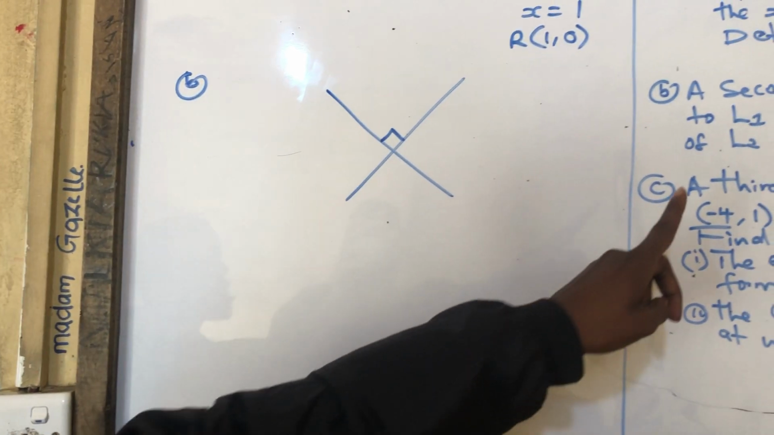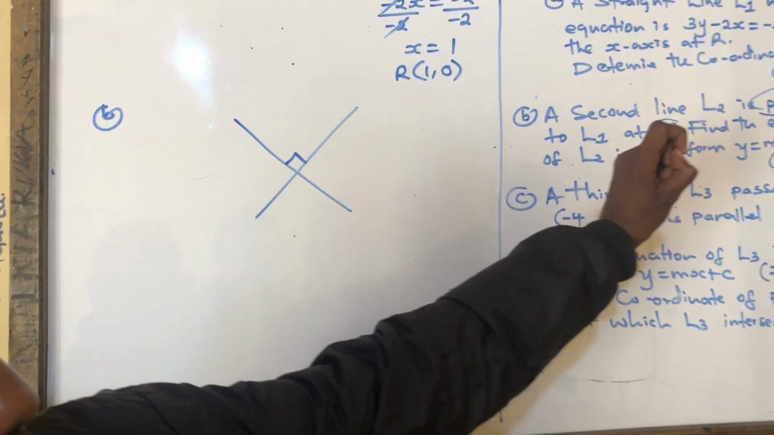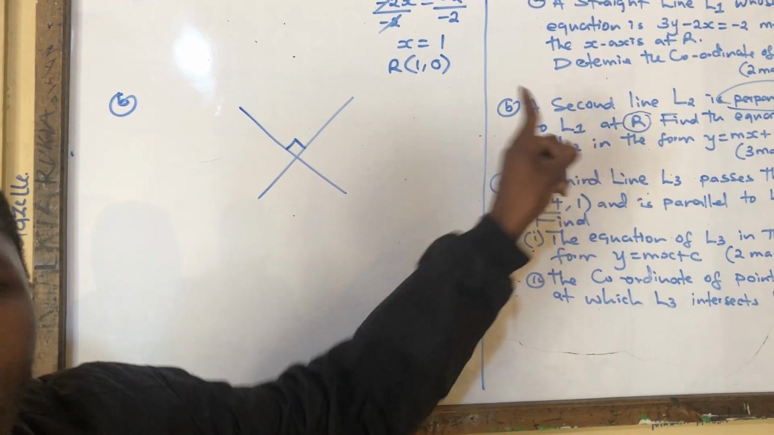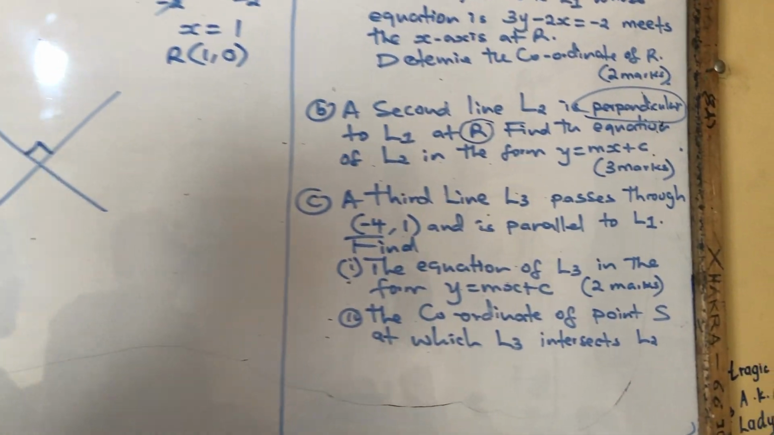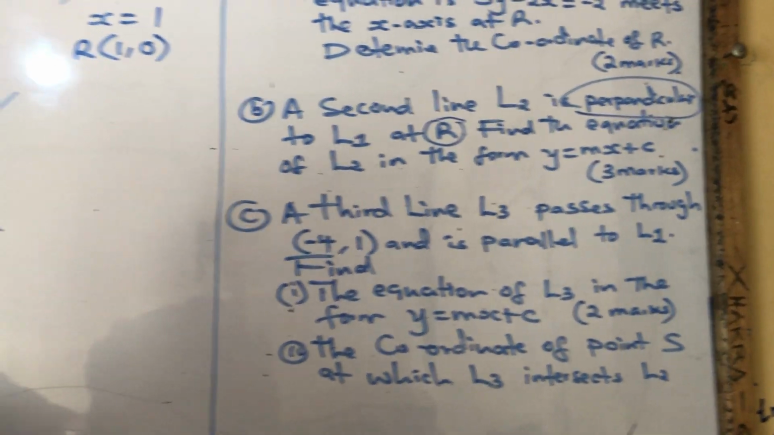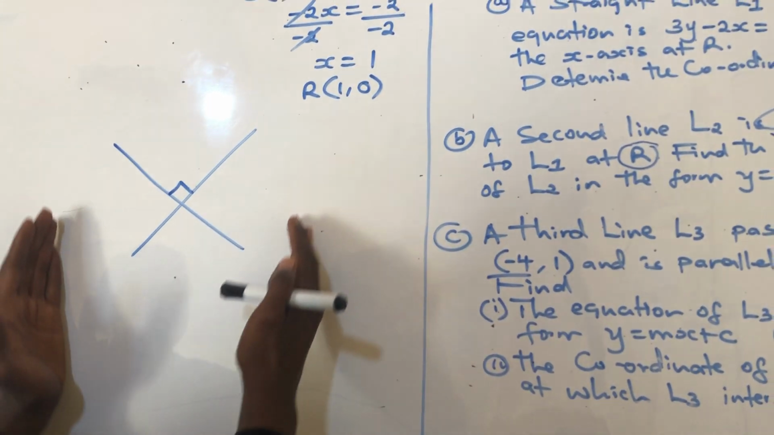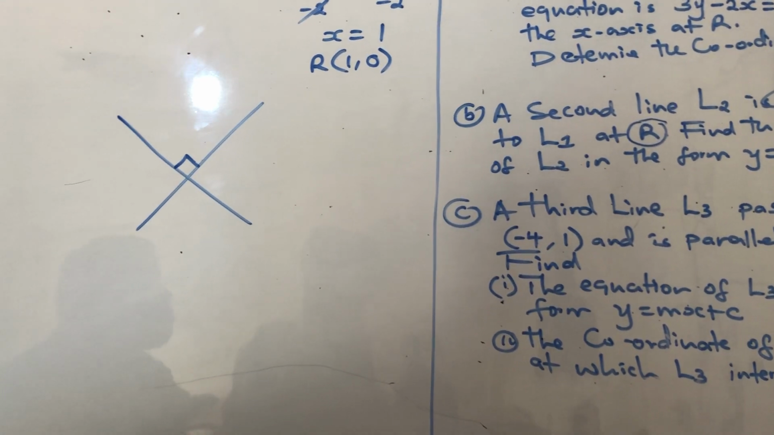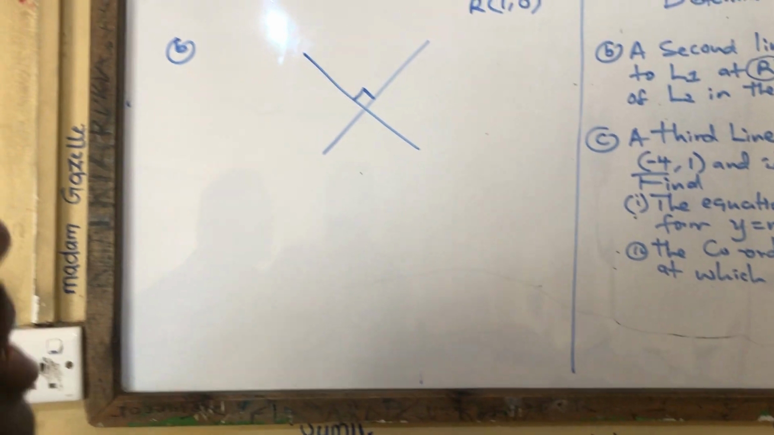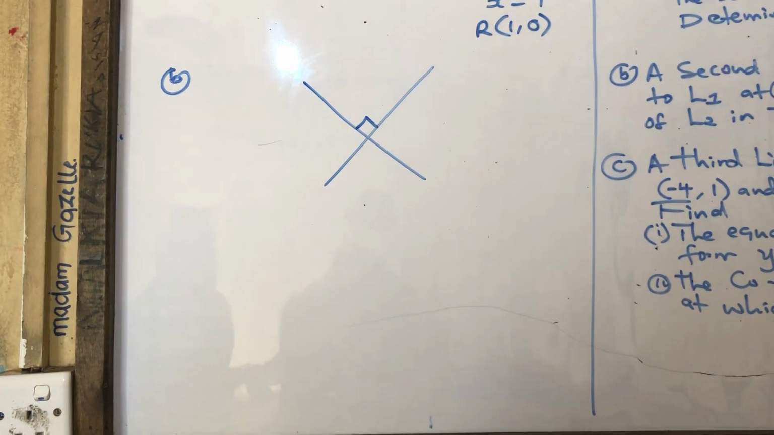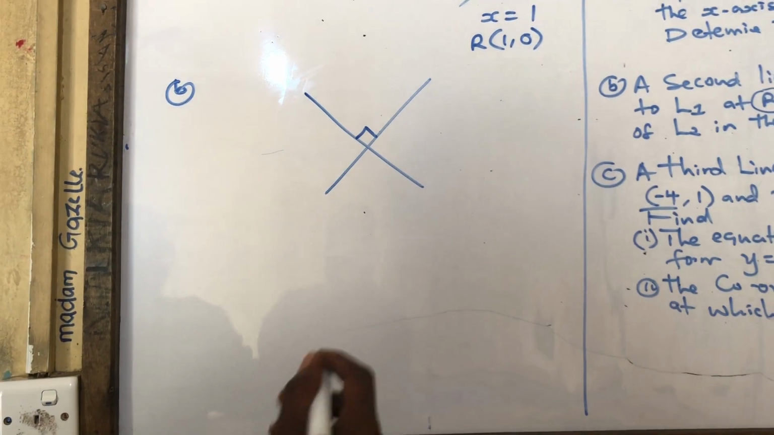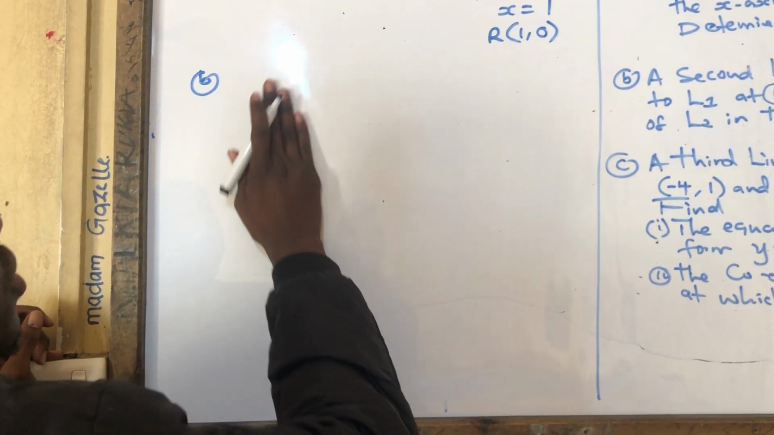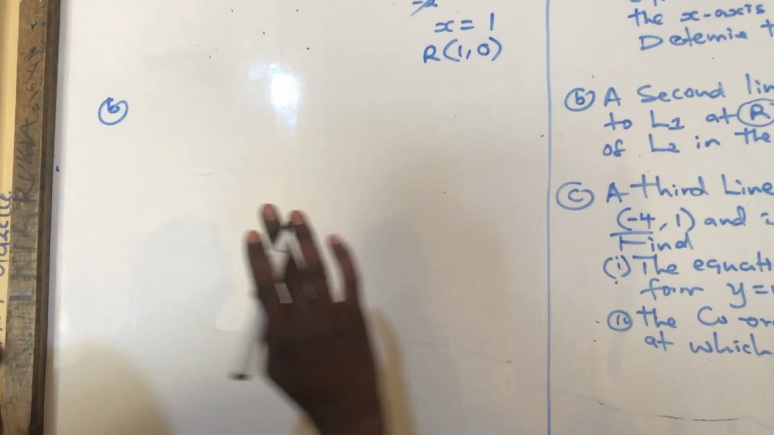So when the question tells us that L2 is perpendicular to L1, what does it really mean? It means this is the kind of relationship they have. They are meeting at an angle of 90 degrees, or what I would say, they are meeting at a right angle. So what do we have? You are being asked to find the equation of L2.